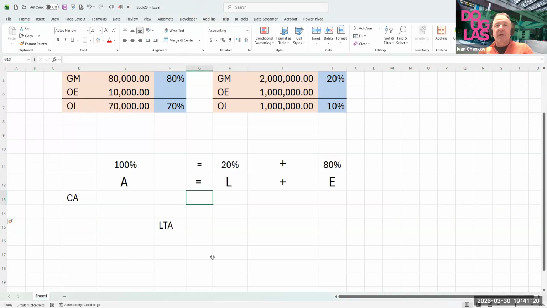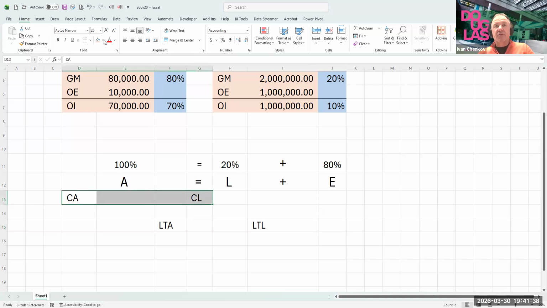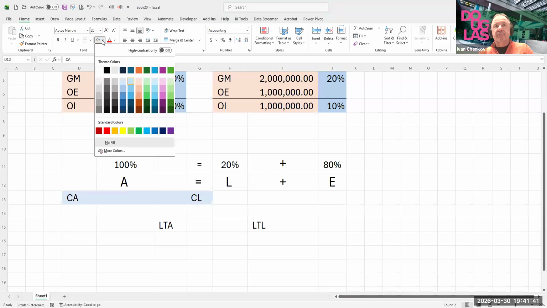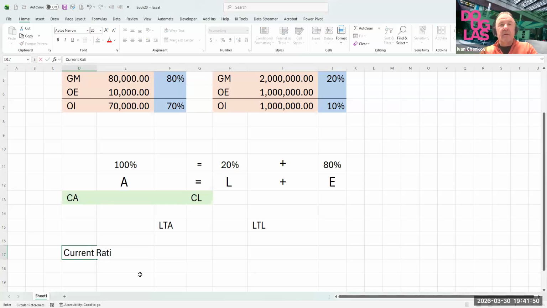On the liability side, we have current liability. And here I'm going to put long-term liability. And in the equity section, we know we have contributed capital and retained earnings. So from our working capital, we're going to chase only those two items. Let's clear here with green. So our current ratio is always going to be equal to the current assets divided by current liability. And that's going to give you a number as a percentage.